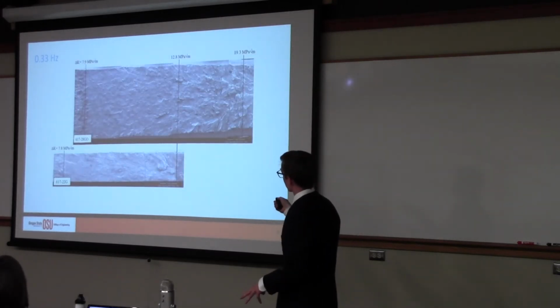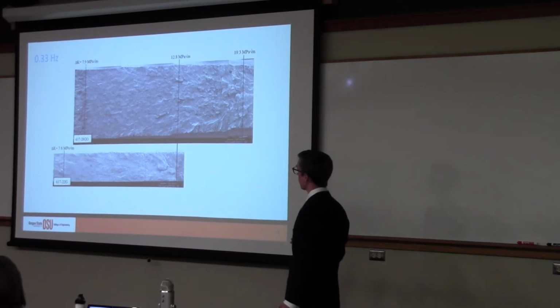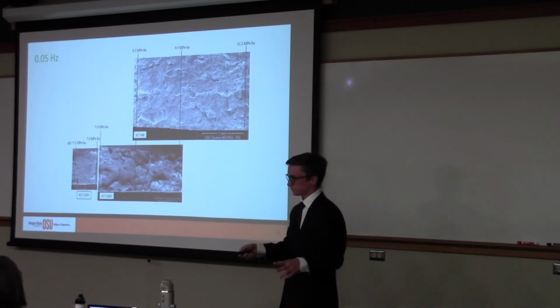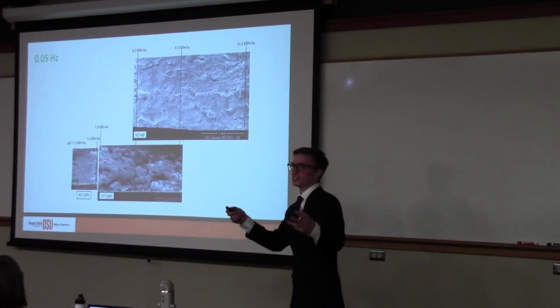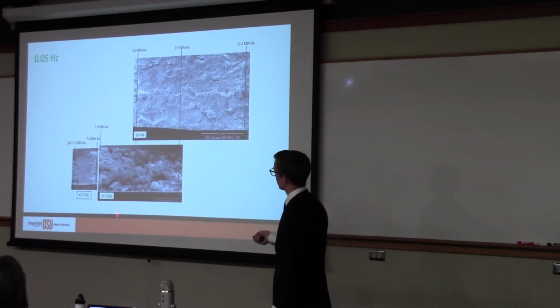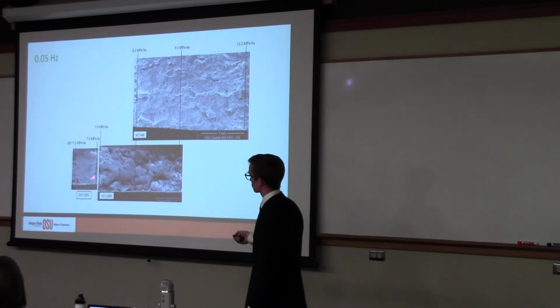There's another 0.33 hertz, another surface roughness. Then when we slow it down even more to 0.05 hertz, we see even more surface roughness. We see something even different. And this sample was tested near the threshold, so it's pretty smooth. Like there was very little crack growth happening here.